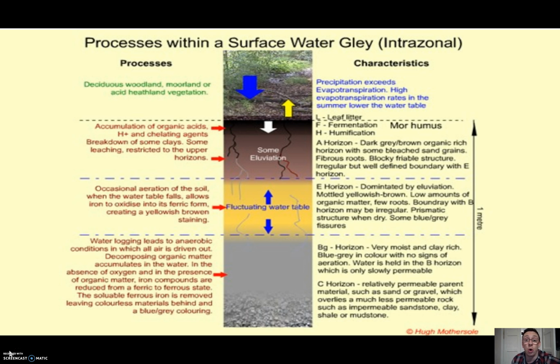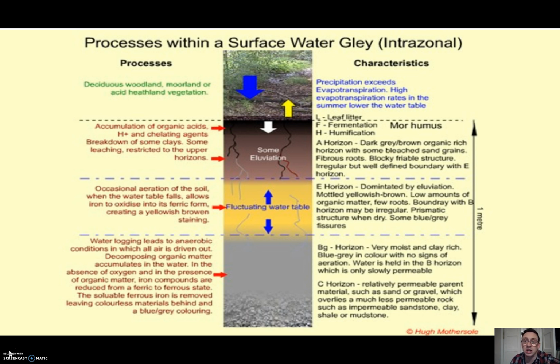Particularly, we see iron oxidizing into its ferric form. Now, that has an impact on the soil because it turns a very pronounced yellowy brown colour, which is one of the big things that we can use to tell that this makes our Gley soil.